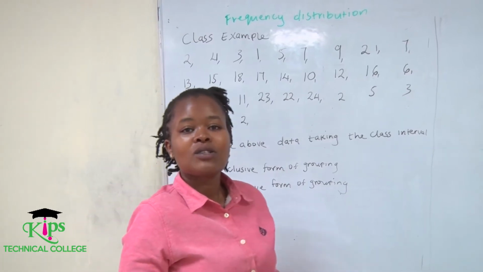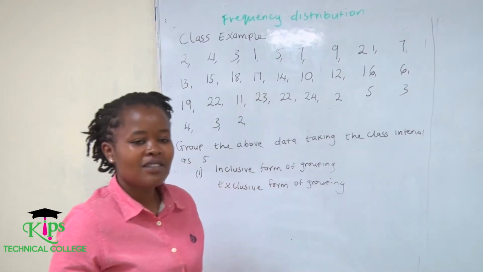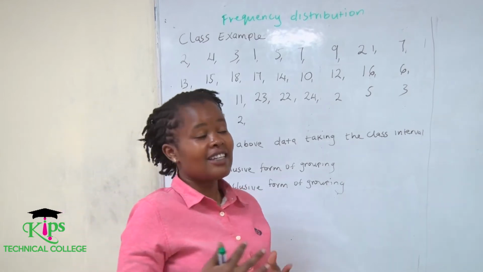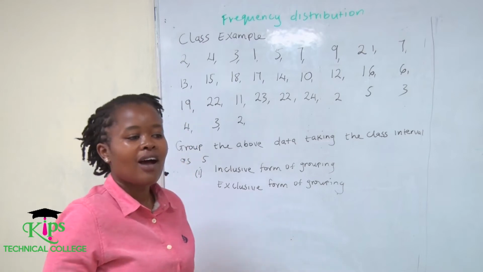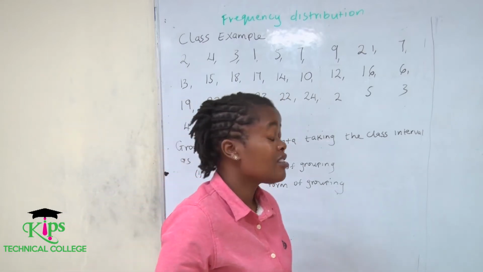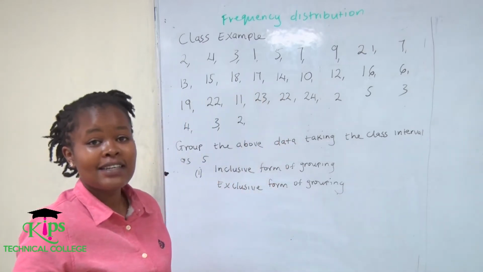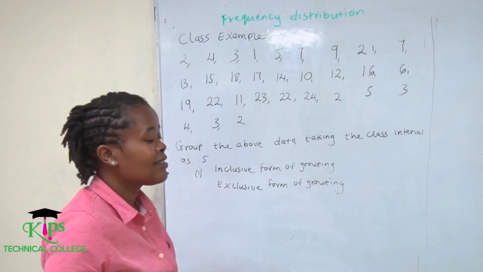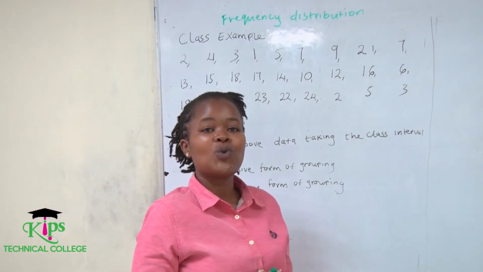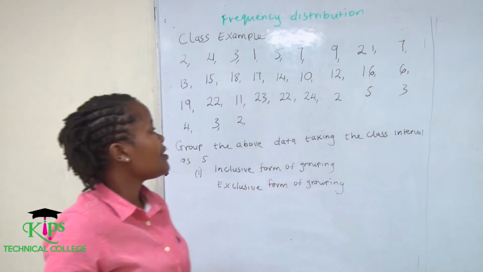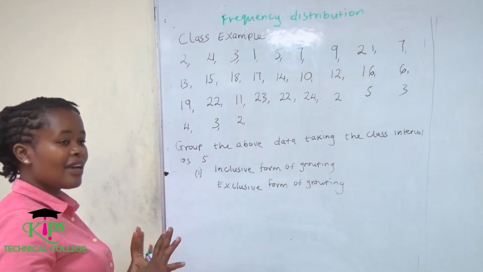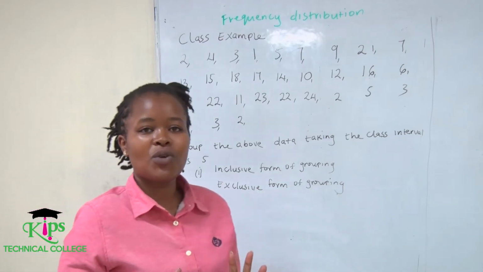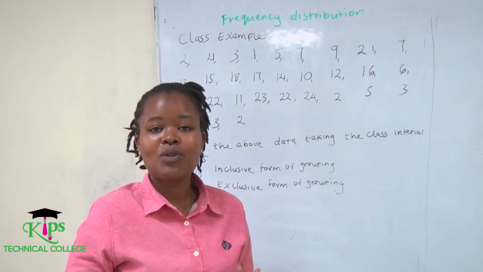Hello. So today we discuss frequency distribution. That is basically how you can convert raw data into a frequency distribution table. And in this case, we will work with an example such that you can understand well. We have raw data, and we need to simplify this raw data in a tabular form.